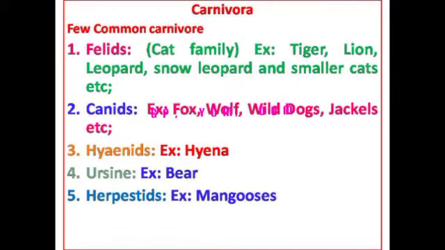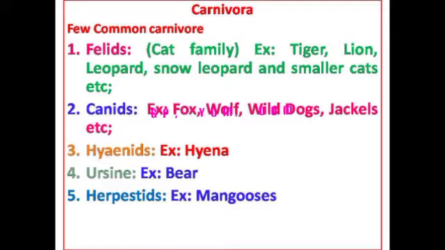Let us go to the classification of Carnivora. The order Carnivora is divided into a number of families. We have shown 5 families over here. Number 1 is felids. The felids are nothing but tiger, lion, leopard, snow leopard and smaller cats. It includes both the very large cats as well as smaller cats. The second one is canids, such as fox, wolf, wild dogs, and even our domesticated dogs; they come under this group.